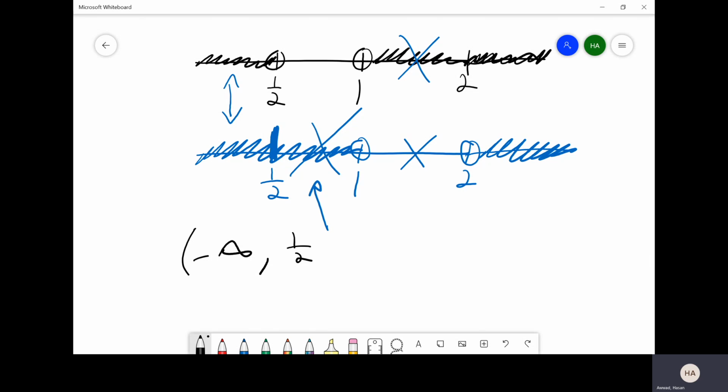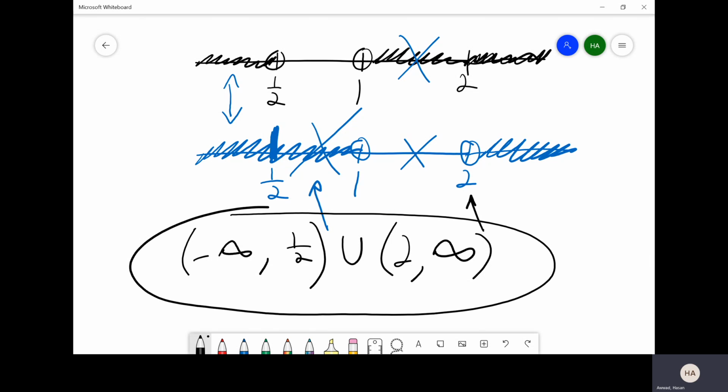When we hit 1/2, notice that it works for both the top and the bottom, but it stops working for the top once we hit 1/2, right? So we say, great, it stops here. And then when does it start working again for both of them? Well, it doesn't start working again for both of them until we hit 2. And at 2, we can say, okay, great, it's working for both of them. So it starts back up again from 2 to infinity. And this is your final answer.